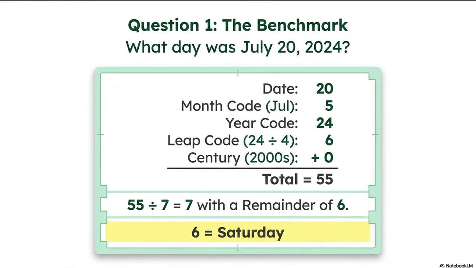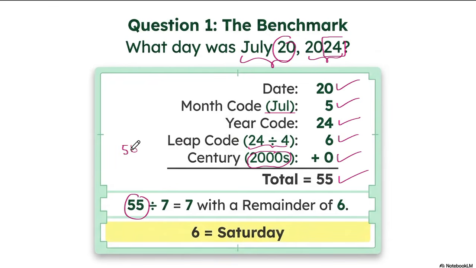So this is our question. July 20, 2024. The date is 20. For the July month, the code is 5. Year code, the last two digits of the year, which is 24. If you divide 24 by 4, the quotient is 6. The century code for 2000 is 0, so plus 0 we have to add. So the total is 55. When we divide 55 by 7, 7 sevens are 49, so we get remainder 6. The remainder is 6, that means our answer is Saturday.